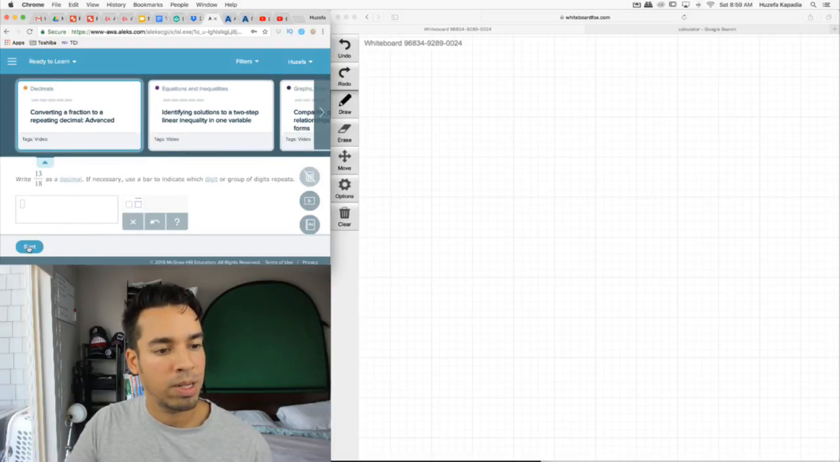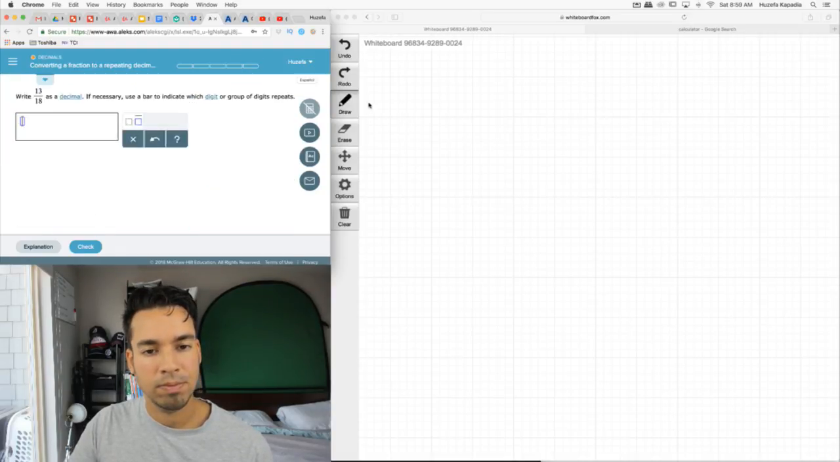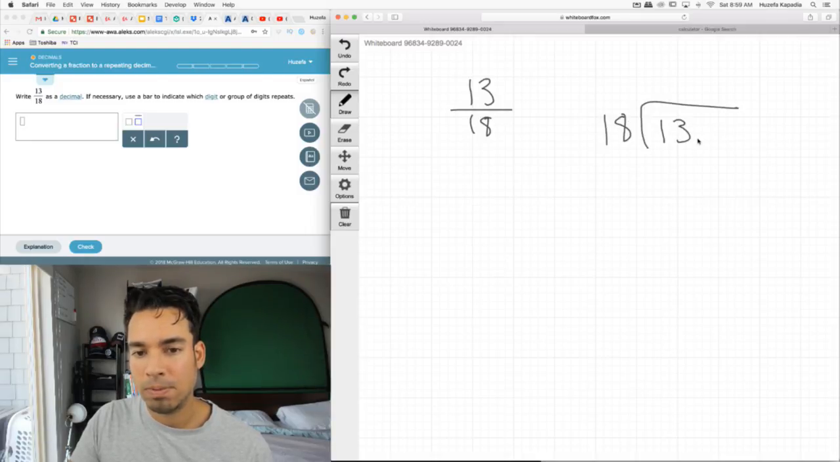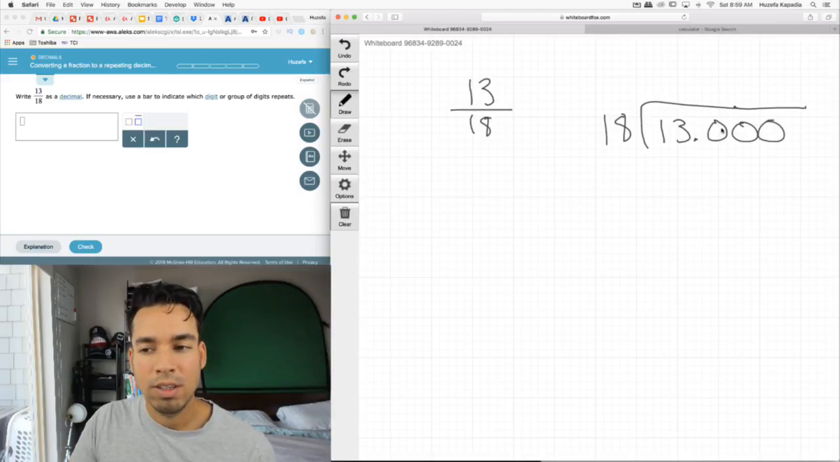Converting a fraction to a repeating decimal, advanced. So how do we convert a fraction to a repeating decimal? Well, every fraction is a division problem. And if we want to know what it is as a decimal, we just carry out the division. So it's 13, the numerator, divided by 18, which is the denominator. I'm going to put a few zeros here just to give me some runway. And now let's do it.